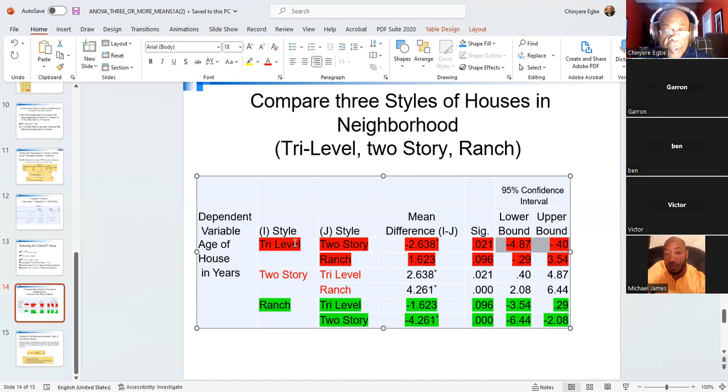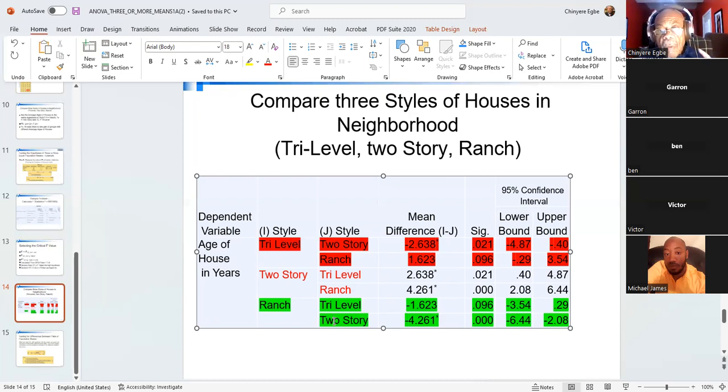But when you compare tri-level to ranch, you're going from negative to positive, and therefore you are not able to reject the null hypothesis of equality between those two. So it must be that between tri-level and two-story, there's a difference. Here we are comparing ranch to tri-level, and as you can see, we get the same result. But when you compare ranch to two-story, you also reject the null hypothesis that ranch and two-story are the same age.